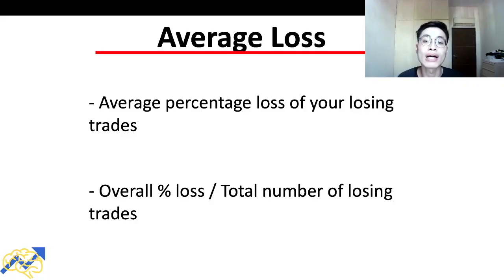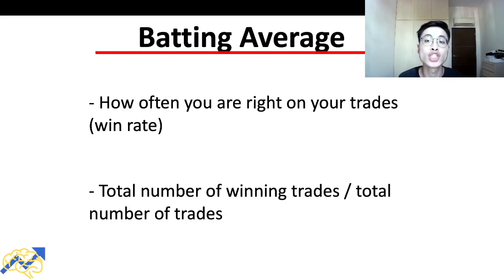And similarly, when we are calculating average loss, for the overall percentage loss, we are adding up the percentage loss on your losing trades only. And after we calculate the overall percentage loss on your losing trades, we divide that number by the total number of losing trades that you made. And that is for average loss. The third one is betting average or win rate.